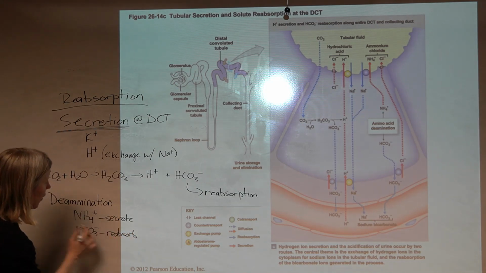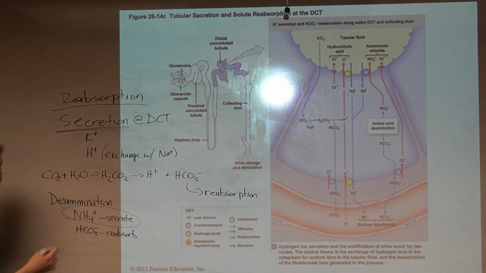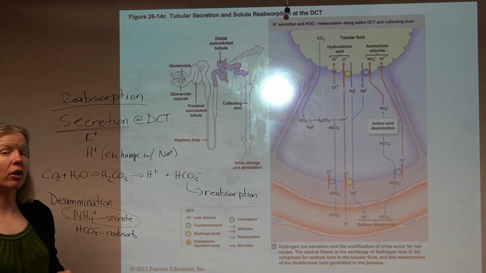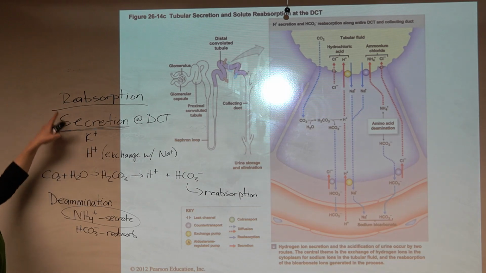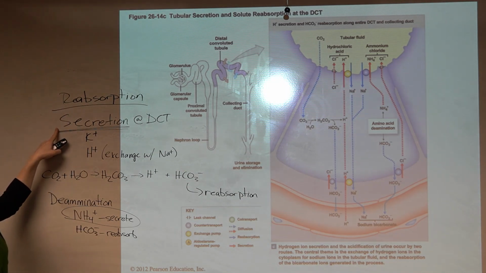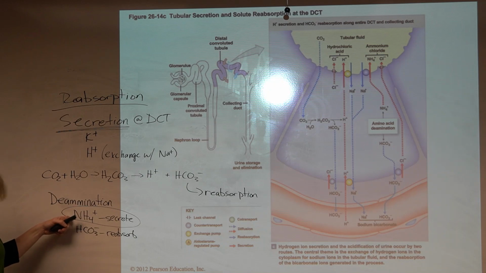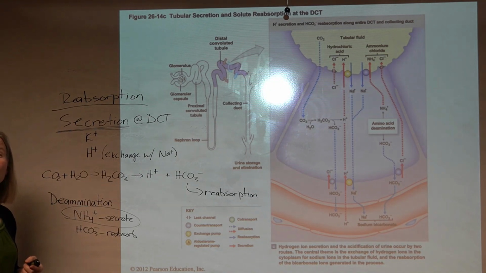Don't worry too much about that one, right? But we are interested in the fact that part of this secretion is removing waste products. So while reabsorption does happen at the DCT, we do tend to think more about secretion because we haven't really talked about it yet. Acids being secreted, waste products being secreted, drugs, toxins, etc. are also going to be sent to the urine at this point.